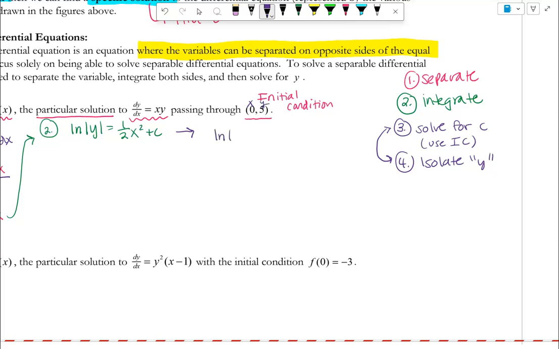So the natural log of 5, I can drop the absolute value since 5 is positive, equals 1/2 0 squared plus c. So the natural log of 5 equals c. Okay, well that was easy. C is just the natural log of 5.